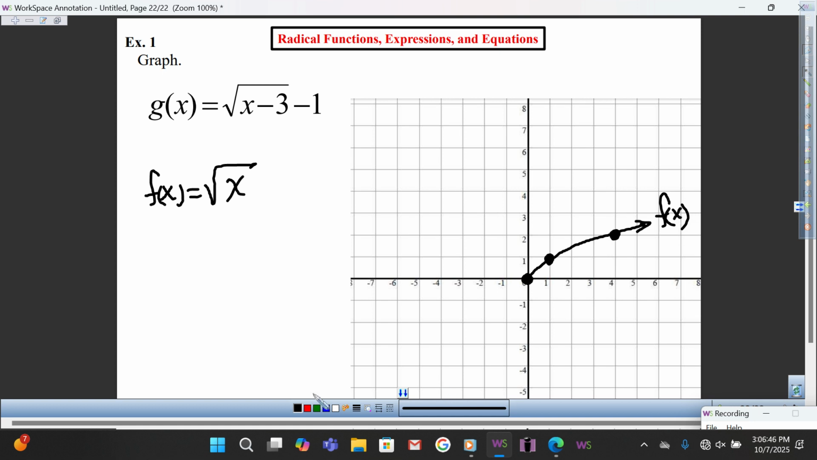All right, I'm going to use red for this transformation. Tell your neighbor where we're going to move this one to, where we're going to move that one to. Everyone, where are we going to move that to? 3 to the right and 1 down. So 3 to the right, 1 down, 3 to the right, 1 down, 3 to the right, 1 down. And we label that g of x.